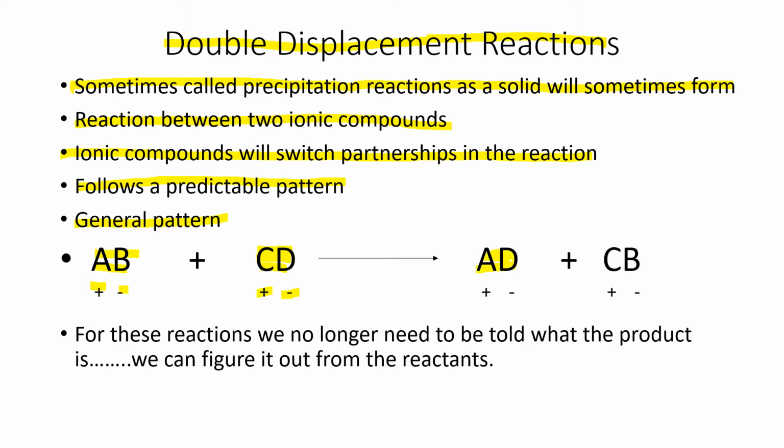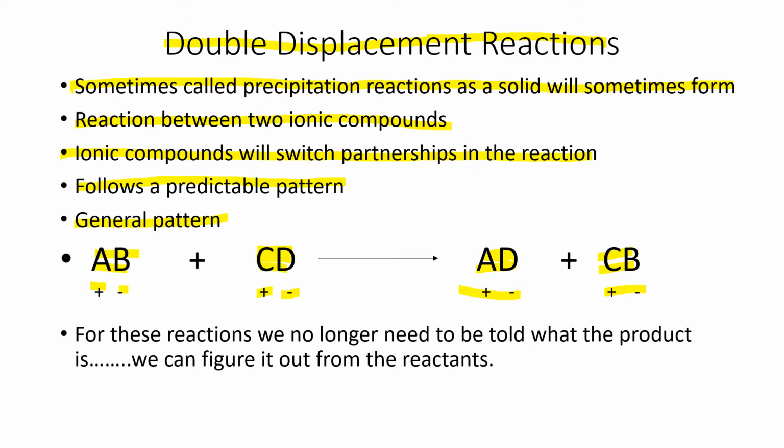The other two that are left over, I still have negative B left over and positive C. I need to pair those as well, so my other compound will be CB. The C has to come first because that's the positive ion. We always write ionic compounds with the positive ion first.